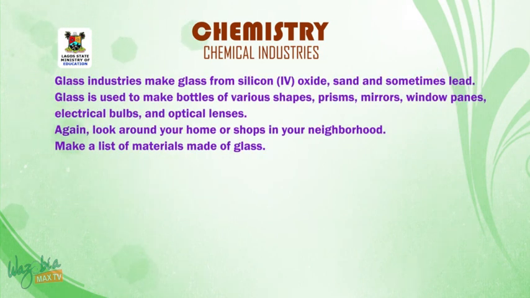Glass industries make glass from silicon(IV) oxide, sand, and sometimes lead. Glass is used to make bottles of various shapes, prisms, mirrors, window panes, electrical bulbs, and optical lenses. Again, look around your home or shops in your neighborhood. Make a list of materials made of glass.